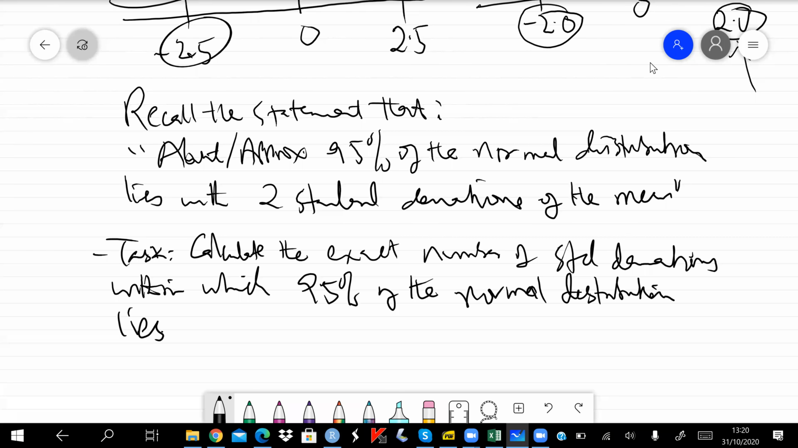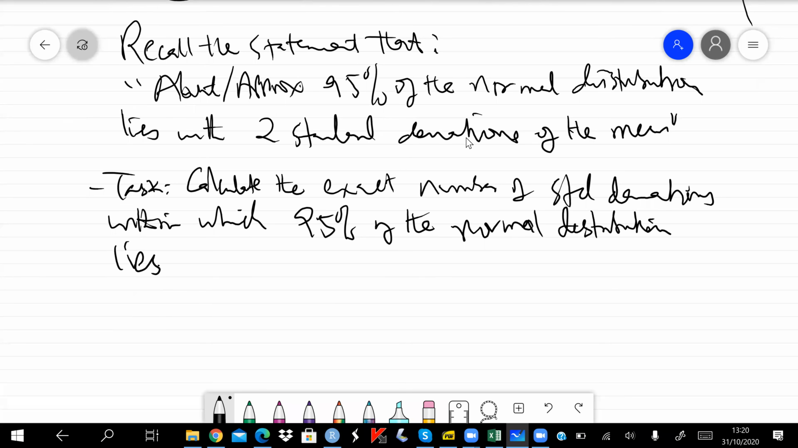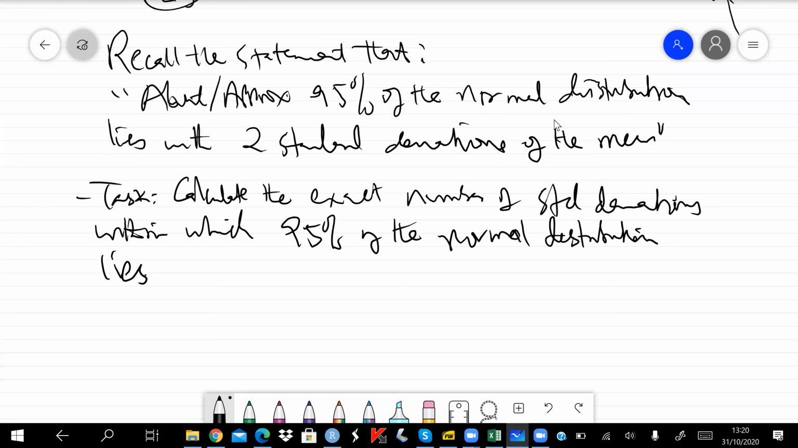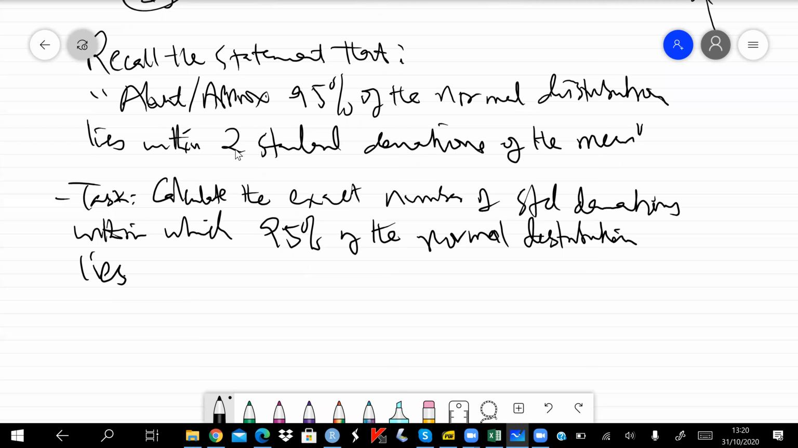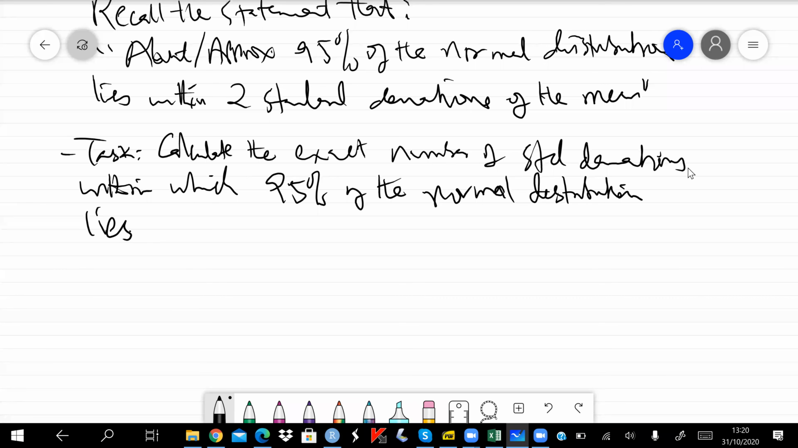Now, let's recall the statement that approximately 95% of the normal distribution lies within 2 standard deviations of the mean. Then we are required to calculate the exact number of standard deviations within which 95% of the normal distribution lies. Remember, what we are calling here the number of standard deviations is just the value of Z. Okay. So solution.